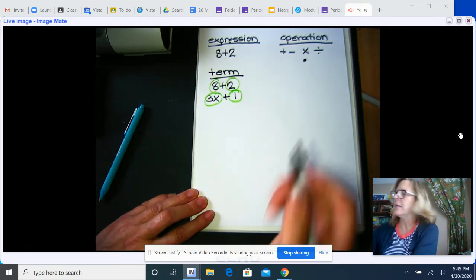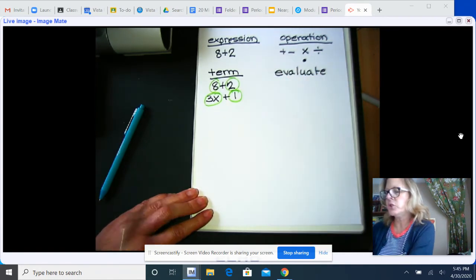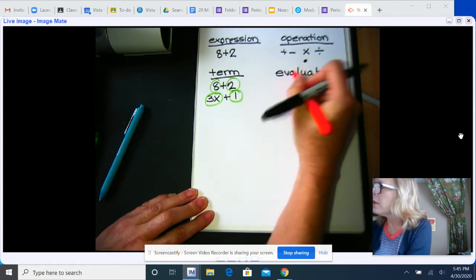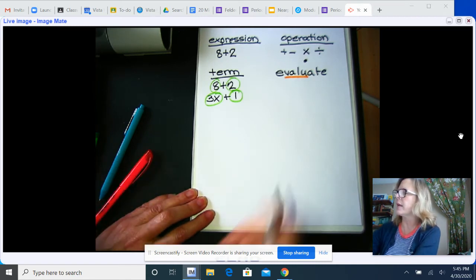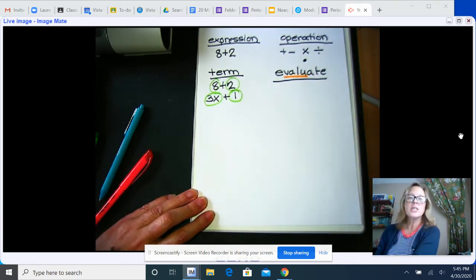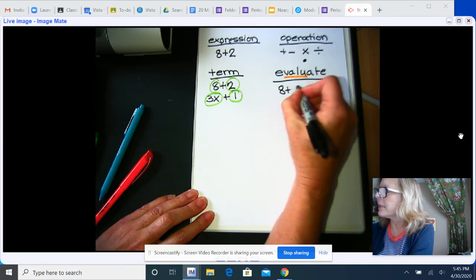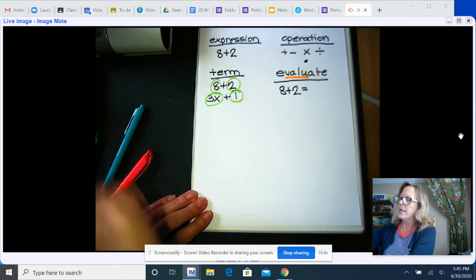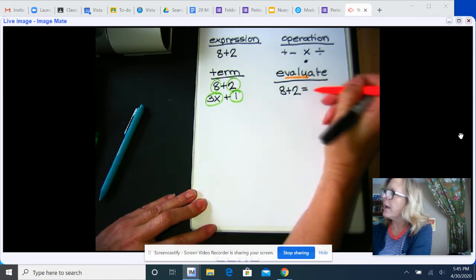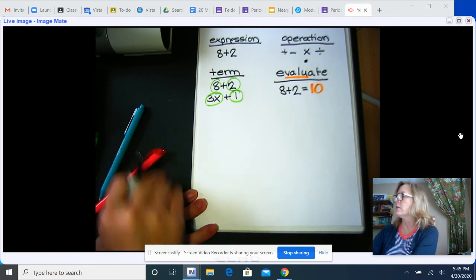The next word is evaluate. And I want you to notice the word value is kind of tucked in here, not quite spelled right, but close enough that you can recognize it. It just means finding the value of something, solving a problem. So if I have this expression with these two terms and this operation, I can evaluate it and I get the answer 10. 8, and you add 2 more is 10.